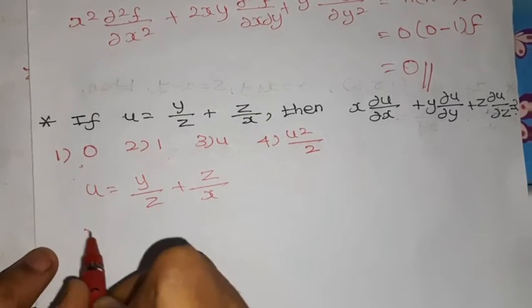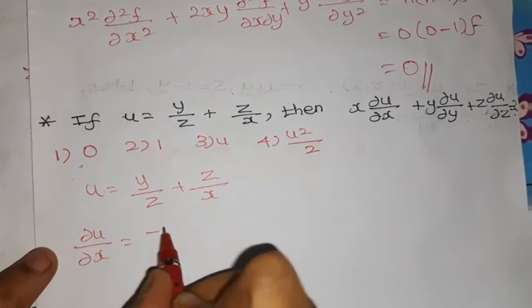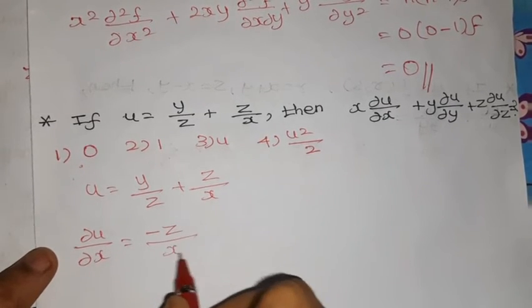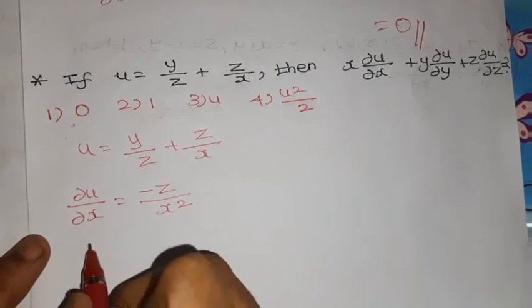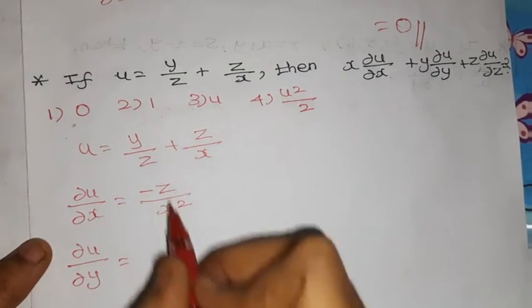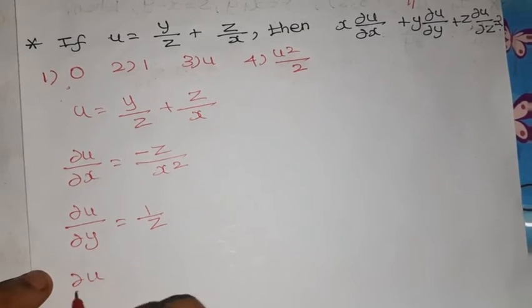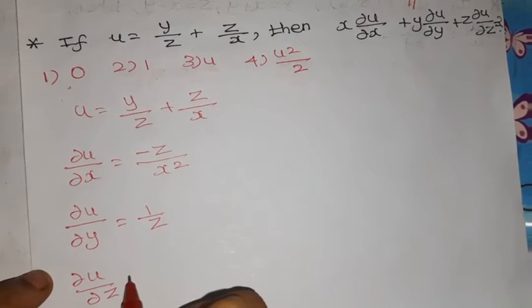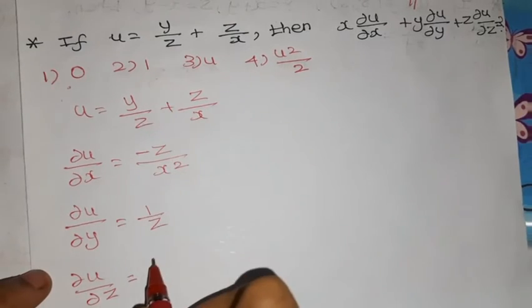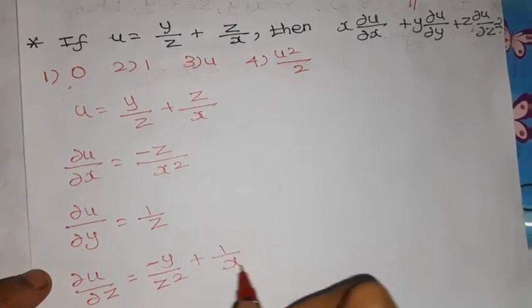Find ∂u/∂x. ∂u/∂x is nothing but this term we want, which comes to minus z by x squared. Then ∂u/∂y is nothing but 1 by z. Then ∂u/∂z is nothing but minus y by z squared plus 1 by x.